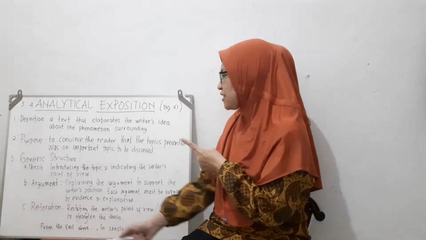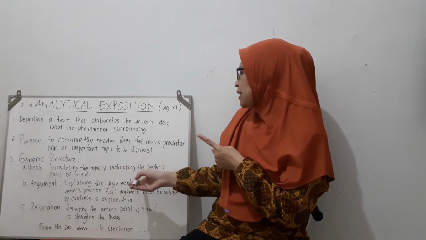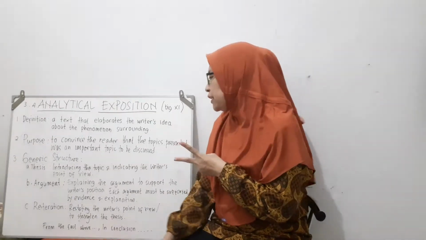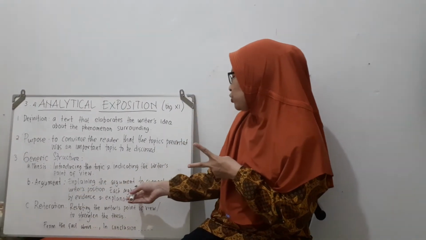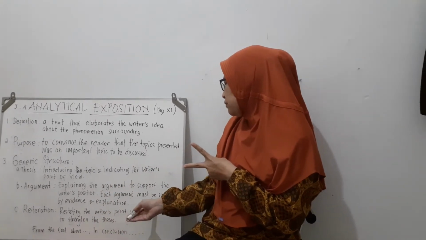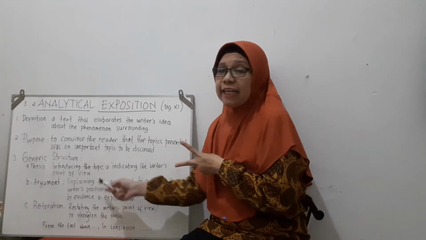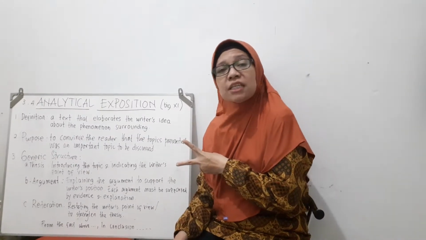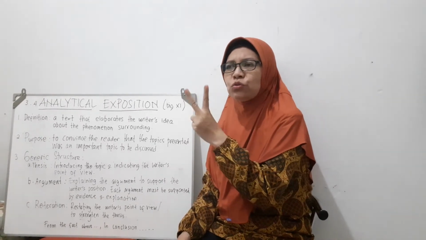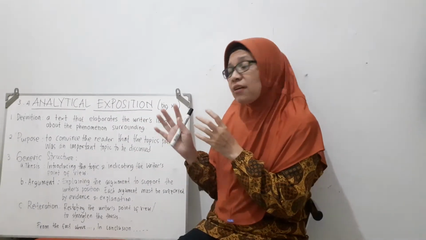What is thesis? Thesis introduces the topic and indicates the writer's point of view. And then argument explains the arguments to support the writer's position. Each argument must be supported by evidence and explanation. In this case, there can be more than one argument. It can be 1, 2, 3, until 4 or so on. It depends on the writer.